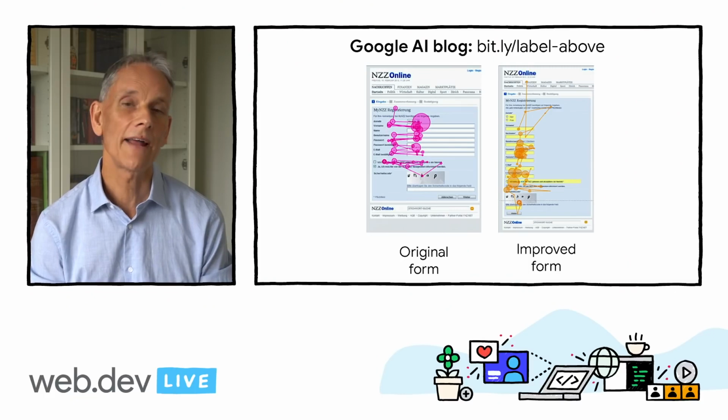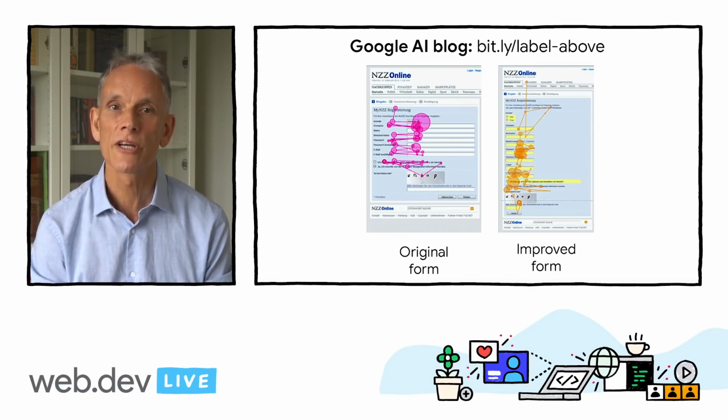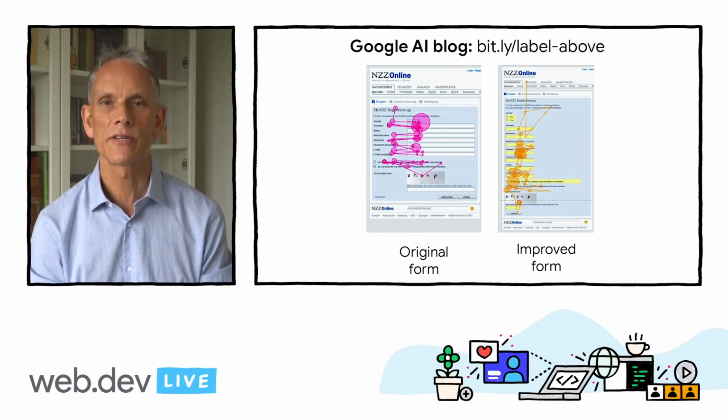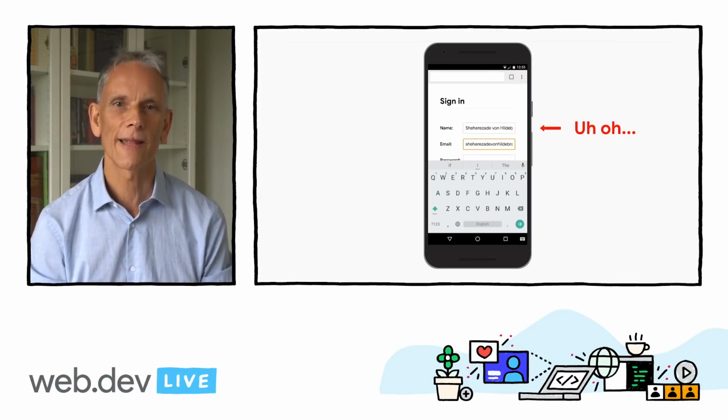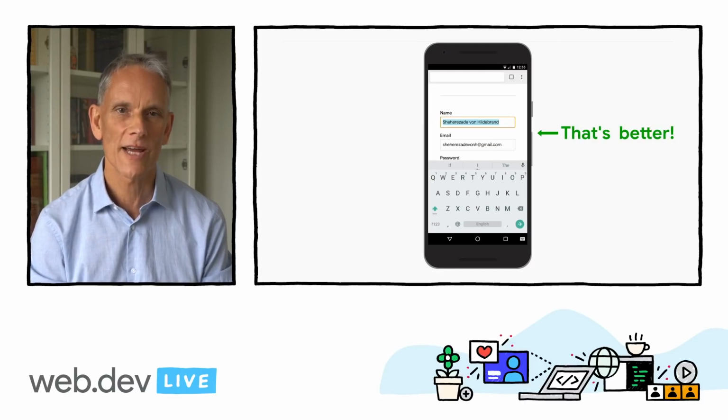Now, it's probably best to put your labels above your inputs. This enables consistent design across mobile and desktop, and according to Google AI research, enables quicker scanning by users. You get full width labels and inputs, and you don't need to adjust label and input width to fit the label text.